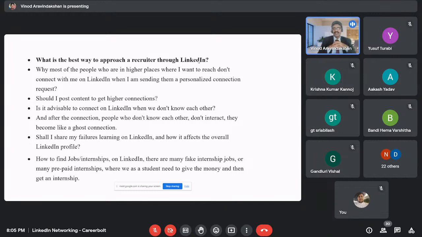So yeah, it's a little difficult, but I really feel that if you invest time on LinkedIn, if you connect with people, if you have the right skills and capabilities, there is no way that you will not find a job or internship.